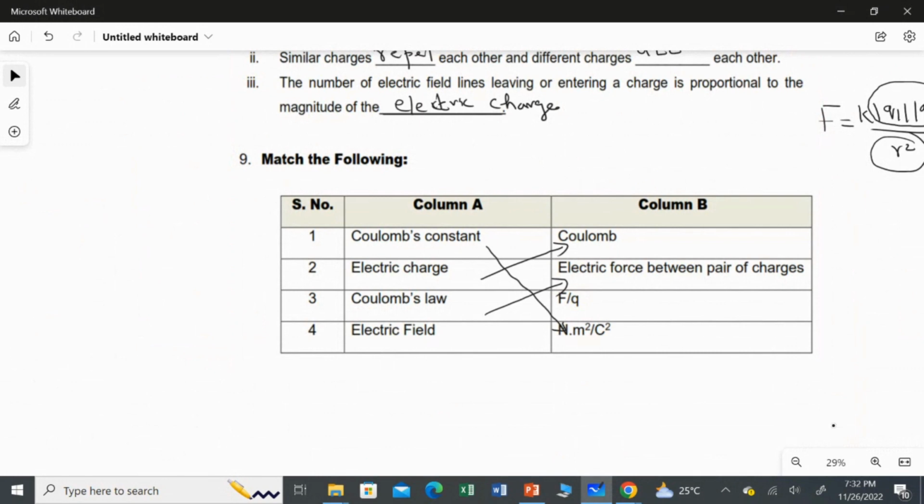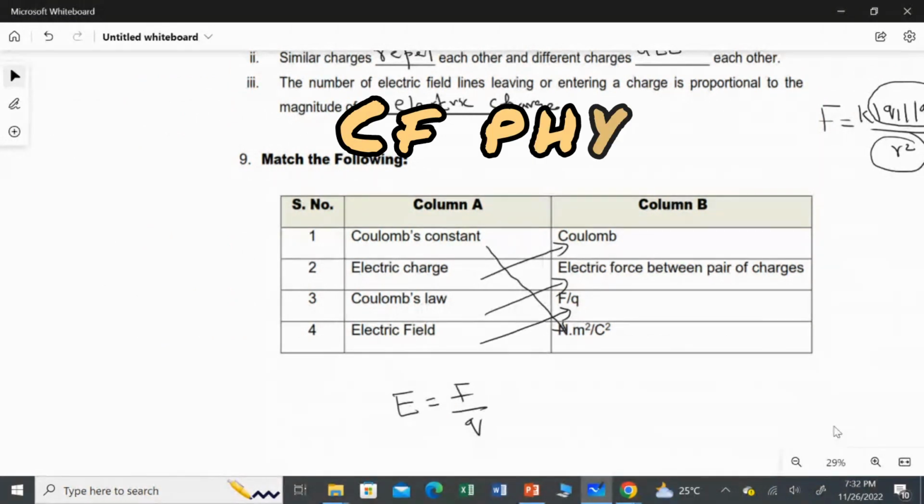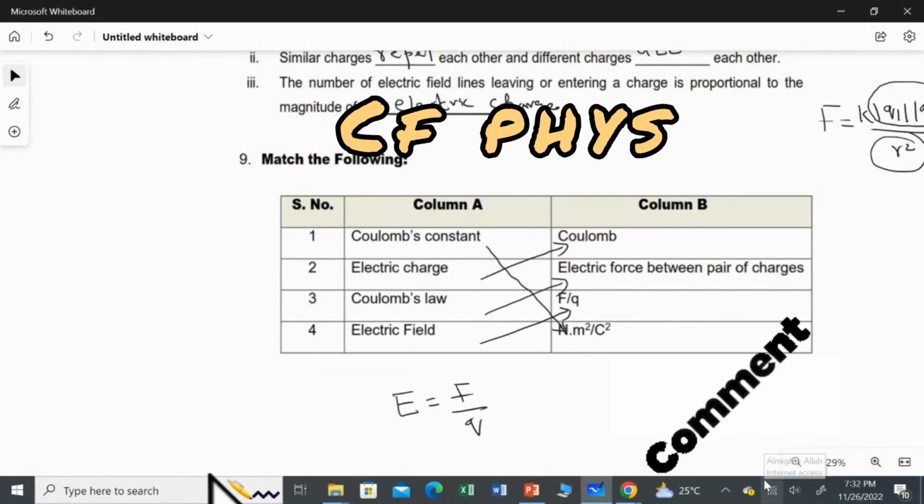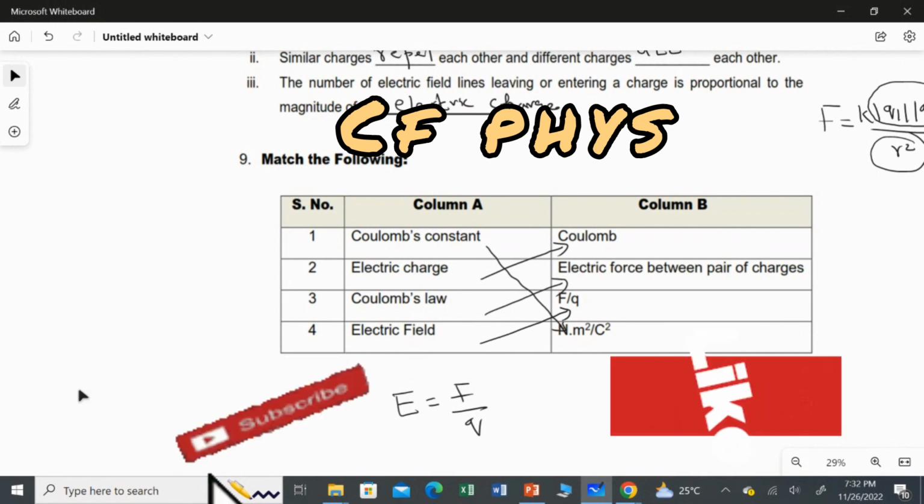And finally, electrical field, what's the rule? E, which is equal to F over Q, is the rule for the electrical field. So the answer for the last question is F over Q. Force per charge is nothing but electric field. Clear? That is okay. That's it.